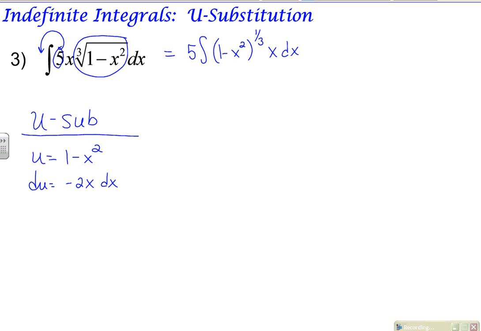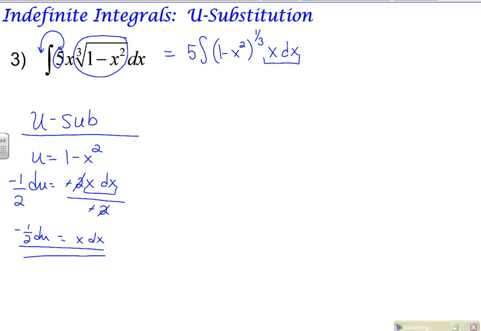What I need is x dx, don't I? This is almost x dx, it's just I need to get rid of that minus 2 multiplier. So let's divide by negative 2. Same thing as multiplying by negative 1/2. Here I get the 2's to cancel, the negative goes to plus. I've got x dx, which I needed, and negative 1/2 du represents x dx. Okay, so there's our u sub box.